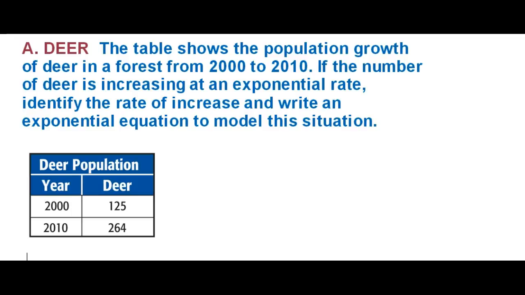So looking at this example here, we have a table showing the population growth between 2000 and 2010 of deer. You can see in 2000 there were 125, and in 2010 there were 264. Now we're going to assume exponential increase here, and what they're asking for is the rate and also a model to represent this situation. So we're going to use what we have been using. The number of deer is equal to the original number times 1 plus that rate to the time power.